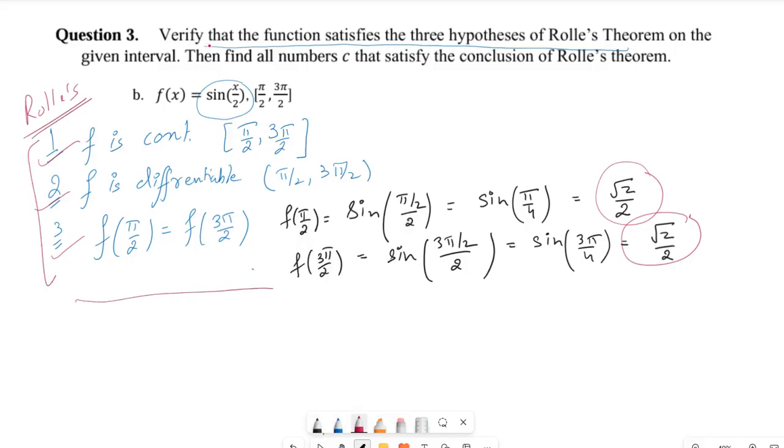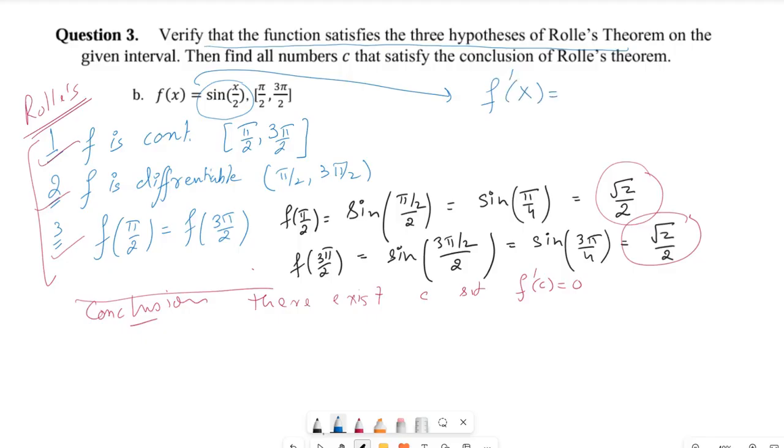Now let's write the conclusion. The conclusion says there exists a c in the interval such that f prime c is equal to 0. So for that, the first step would be to find f prime. F prime of x, what is the derivative of sine? Cosine of x/2 times half, because of the chain rule, the derivative of x/2. So basically half cosine of x/2.